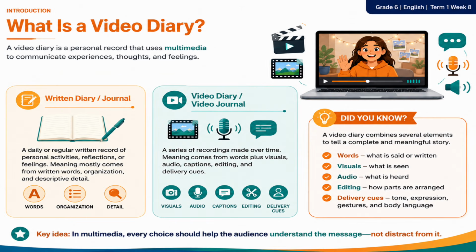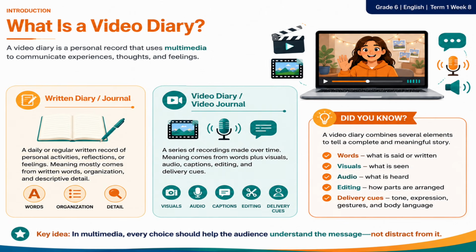Let's begin. So, what exactly is a video diary? A video diary is a personal record that uses multimedia to communicate someone's experiences, thoughts, and feelings. You may already be familiar with a written diary or journal. In a written diary, a person mainly uses words to record what happened, what they think, or how they feel. A video diary is different because it can use many forms of communication at the same time. We can see images, hear the speaker's voice, read captions, and observe facial expressions and gestures.